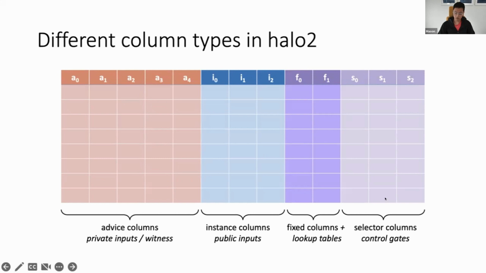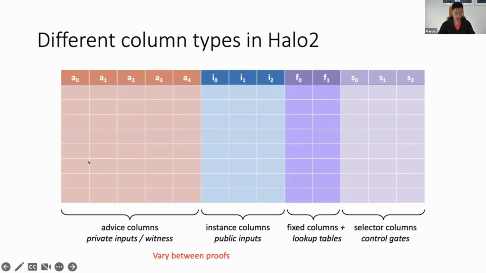And then the fixed columns have values that the prover and verifier agree upon at the beginning of the setup. And then the selector columns are a special name for fixed columns that we agree only have 0 and 1 values in them.